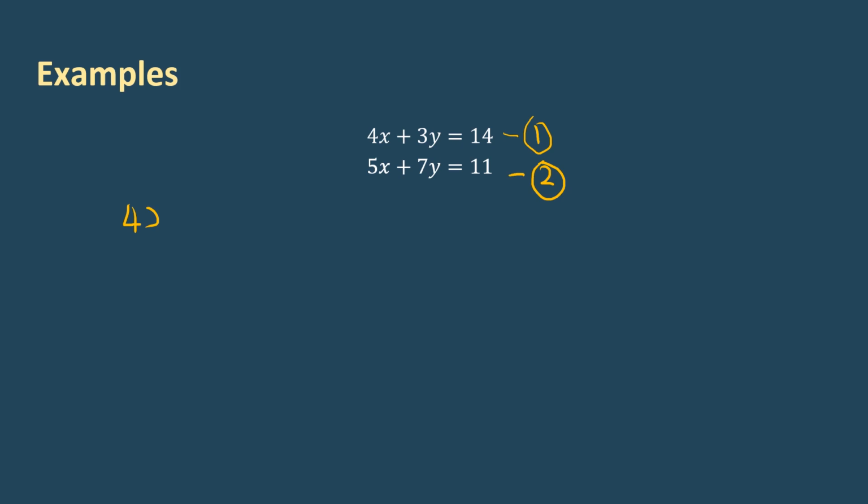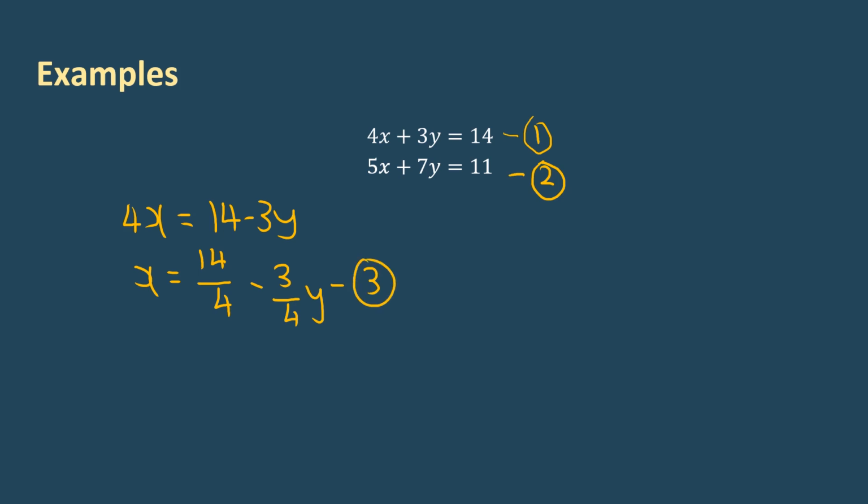So 4x equals 14 minus 3y, and then x equals 14 over 4 minus 3 over 4 y. So this is our equation number 3. We're going to sub equation number 3 into 2. So 5 times (14 over 4 minus 3 over 4 y) plus 7y equals 11.